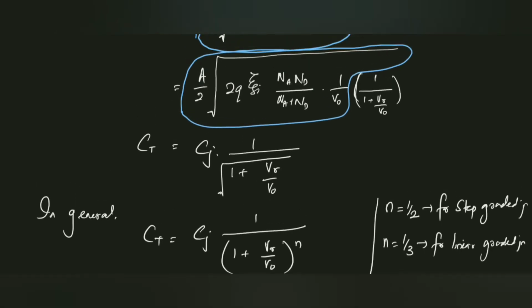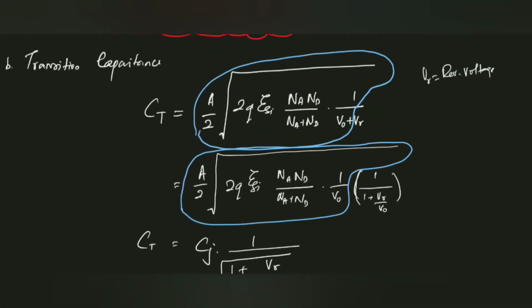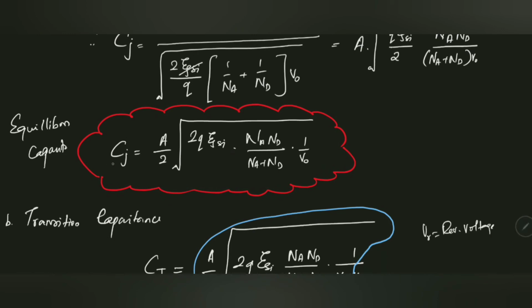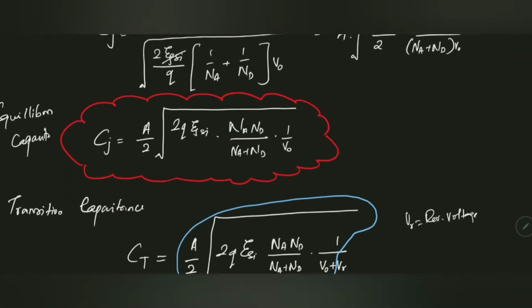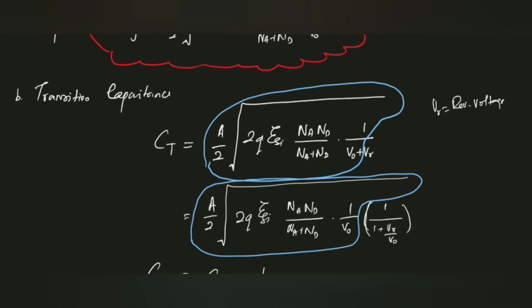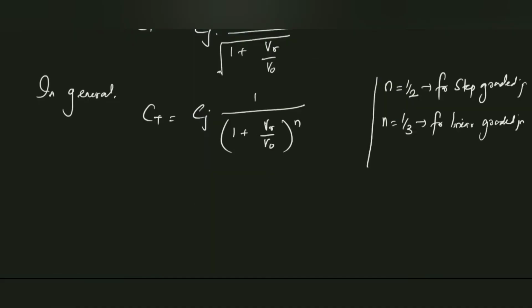Especially you should know the value of Cj and the W expression, which is more important in finding the value of the transition capacitance or the diffusion capacitance. The third one, the last one, is the diffusion capacitance. So diffusion capacitance, we will denote it as CD.